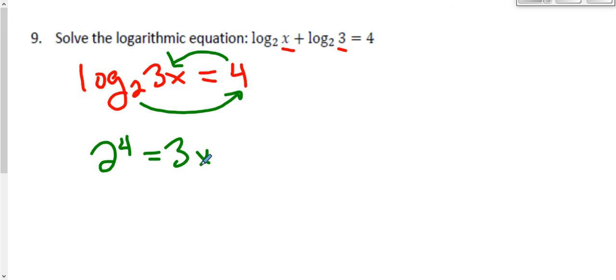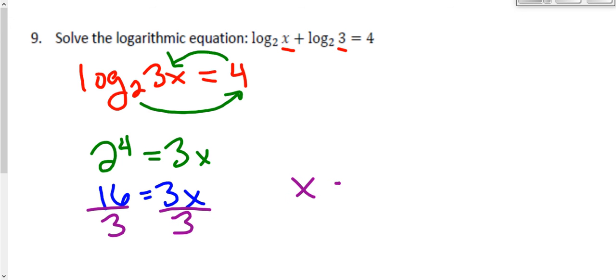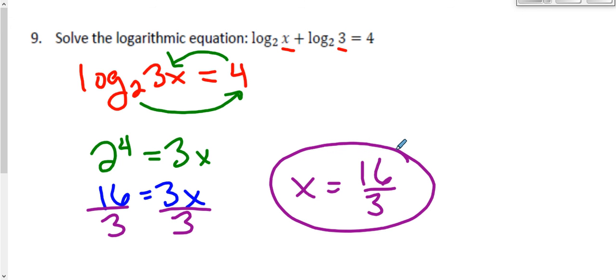All I have to do now is figure out what 2 to the 4th is. It's 2 times 2, which is 4, times another 2 times 2, which is another 4, so it's 16 equals 3x. Then we can finish solving for x by dividing both sides by 3. So x is going to be 16 over 3, which is a fraction, and that's fine. It is an exact value, and that's how I'd like us to leave our answer.